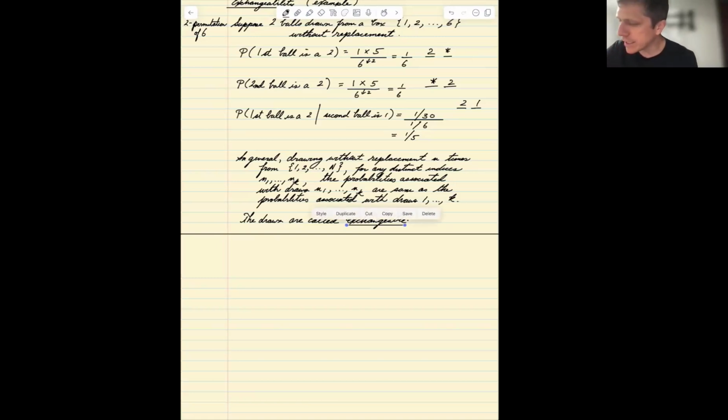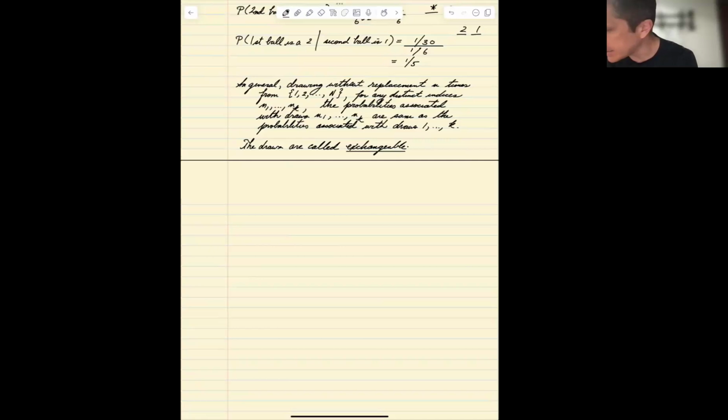So what's an example of how this might be applied? In the case of card shuffling. So we're going to shuffle a deck of cards, and we're going to make it so that all possible orderings are equally likely.